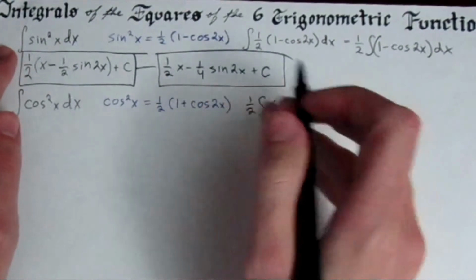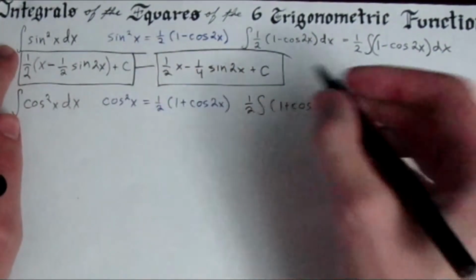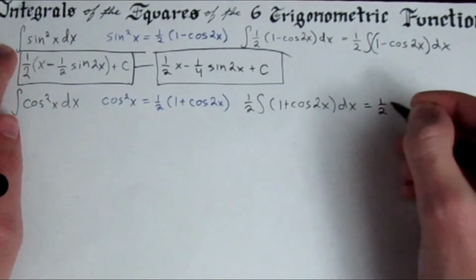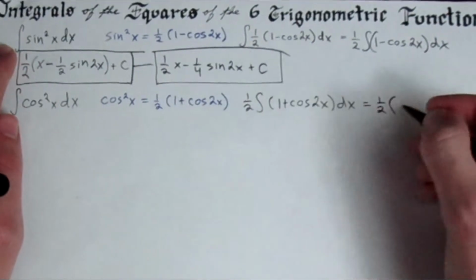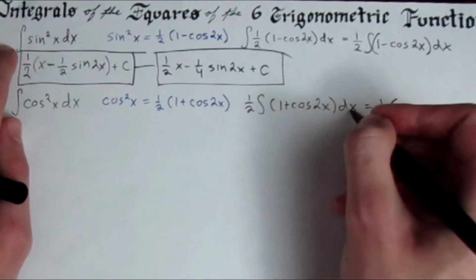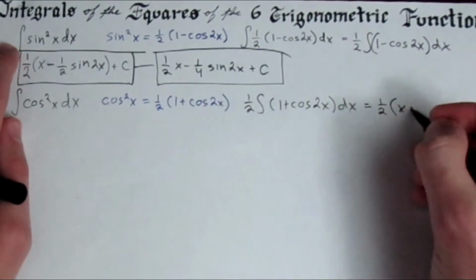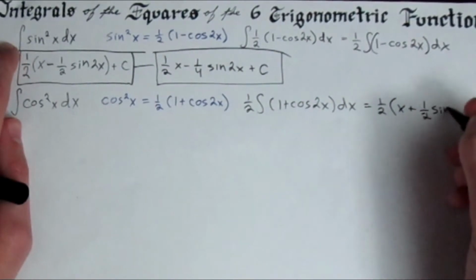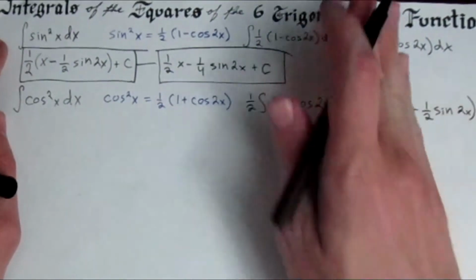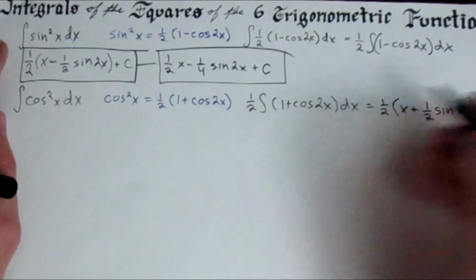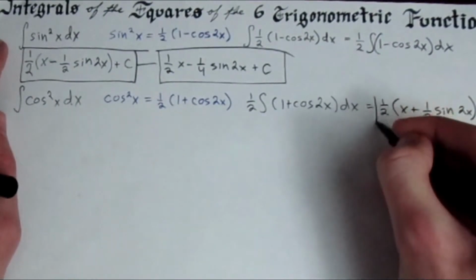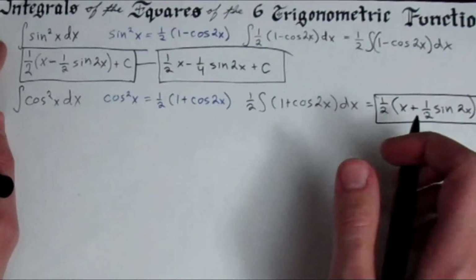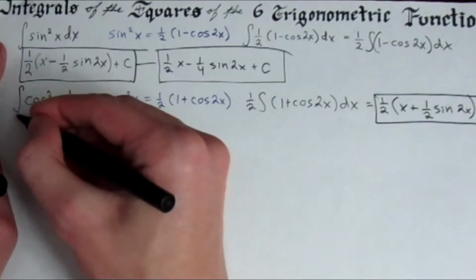dx. And if I integrate that just like before, that's going to equal 1/2 times the quantity x, because the integral of 1 with respect to x is x, plus the integral of cosine 2x, which is 1/2 sine of 2x. Again, the derivative of that is cosine 2x, so it checks, plus c, and that is the answer for cosine squared.